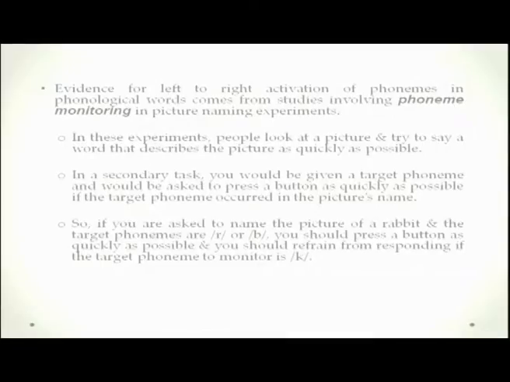The pictures will obviously have particular phonological words, and I will tell you that when this sound comes, you press a button. Okay, so if you are asked to name a picture of a rabbit and the phonemes are R or B, you should press a button as quickly as possible, and you should refrain from responding if the target phoneme to monitor is K. Okay, so you have to say rabbit, target phonemes are R or B, and if you see K, you don't respond. This is the task.